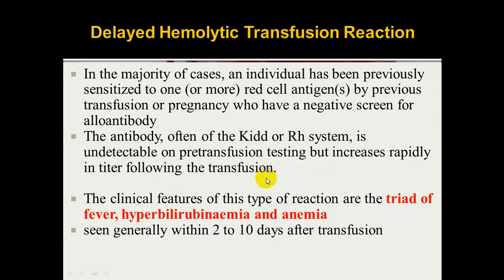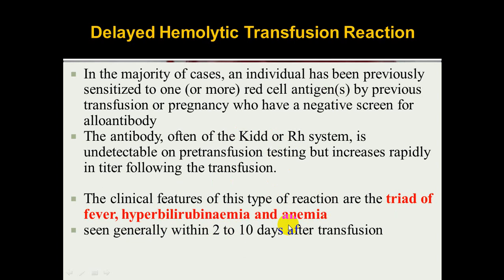We search for Rh positive or negative, but we don't search for Kell positive or negative. So a patient with frequent blood transfusions can develop antibody to Kell antigen, which is usually not done in routine assessment of blood group. The clinical feature of this type of reaction is a triad: fever, hyperbilirubinemia, it means hemolytic anemia and anemia.